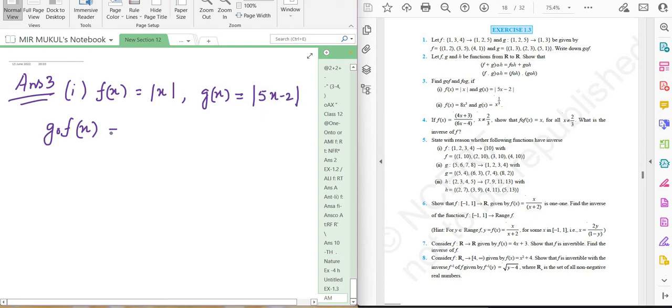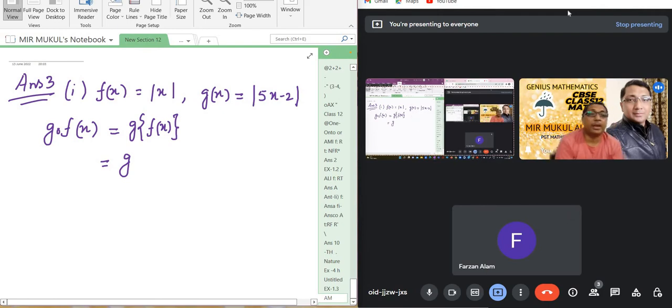gof of x we have to find. So it is g of f(x), according to the definition. Now what is the value of f(x), Prince? Sir, mod of x. Yes. So here we will write mod of x. Now g of anything: the definition is g(x) equals this, so in place of x we have to put mod of x. So this is mod of 5 mod of x minus 2.